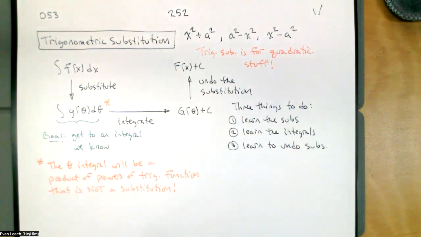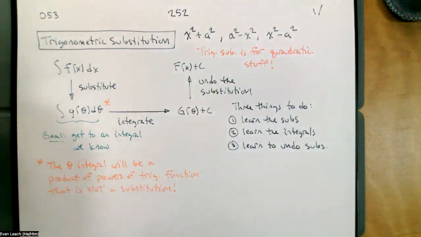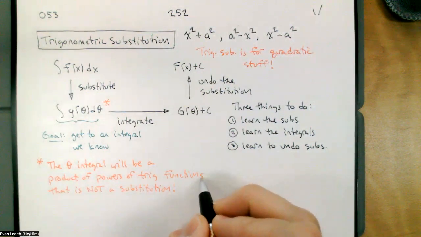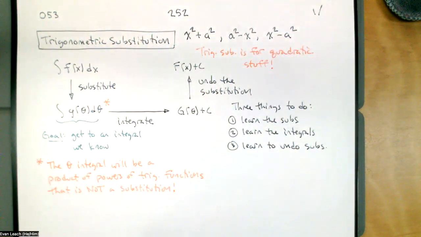So that theta integral will be a product of powers of trig functions that is not a substitution. This is why we've been spending time this week trying to figure out which products of powers of trig functions we can use substitution on and which ones we can't. That's the more important question. We have a product of powers of trig functions that is not a substitution. We need to learn how to deal with that. All right, let's learn the substitution.